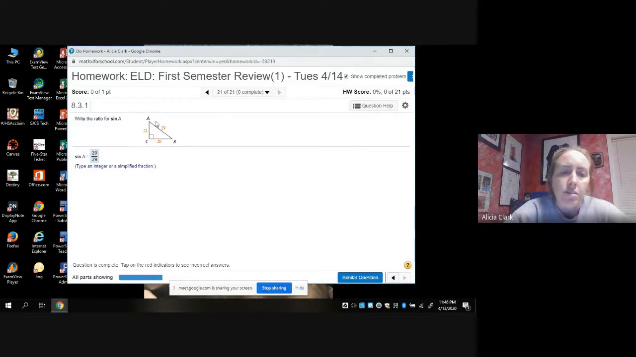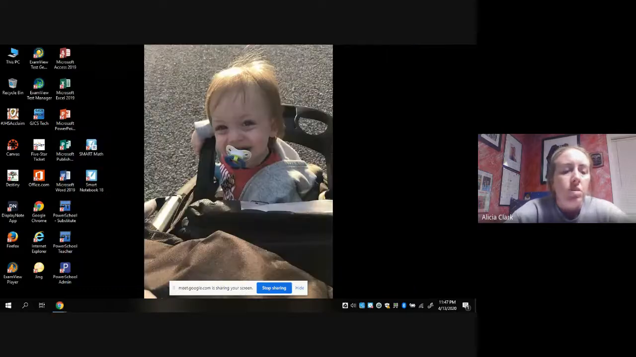If you're looking for the sine of A, I would need the opposite side, which is the side across from it. So 20 over the hypotenuse, which is going to be across from the 90, so 29. You're just writing that as a ratio. I don't need that as a fraction. So that is the first one.